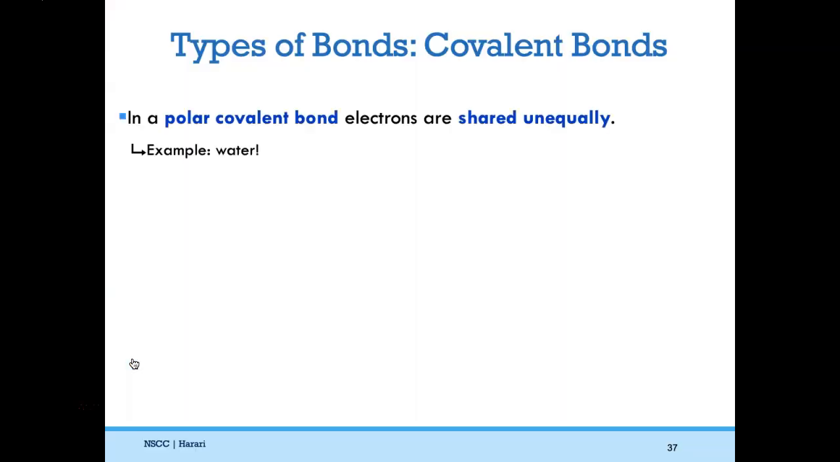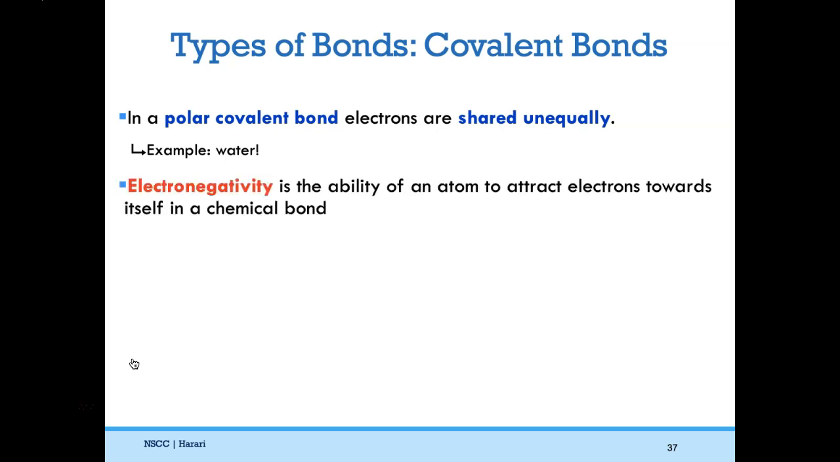Great. So now we said that there are actually 2 flavors of covalent bonds. There are either polar covalent bonds or non-polar covalent bonds. And we'll talk about polar covalent bonds first, that are shared unequally like water. There's a very important concept that we have to understand before we can talk about polar and non-polar covalent bonds. And that concept is electronegativity.